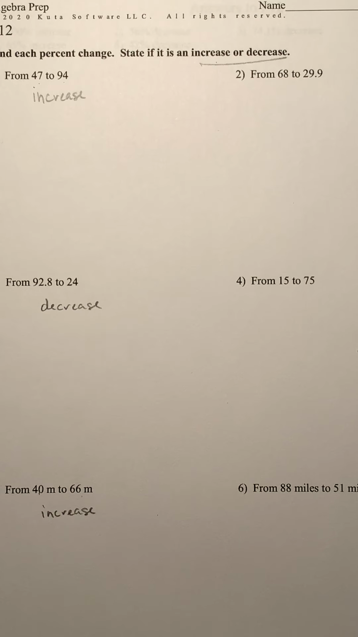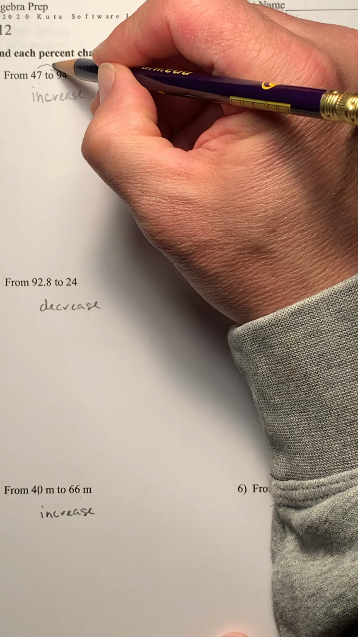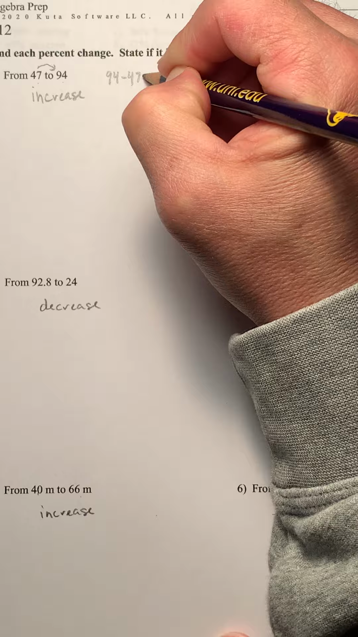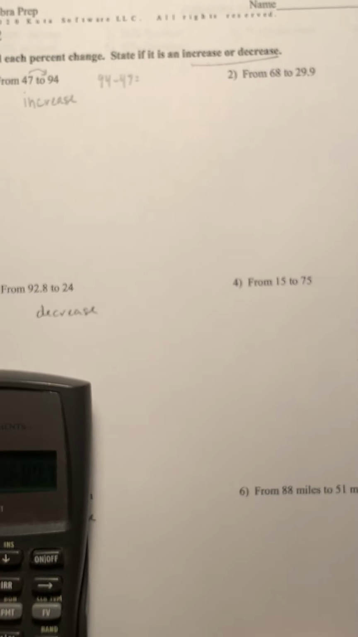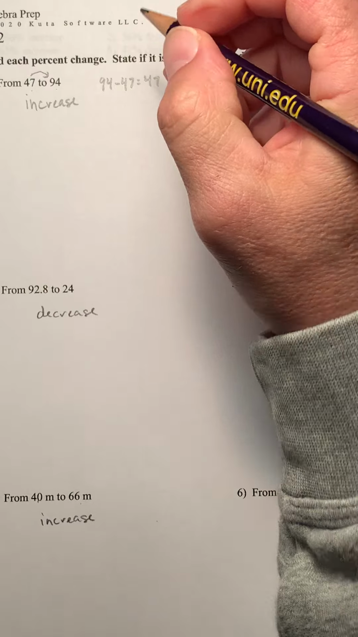Now, in order to get the percent of change, what we are trying to figure out is, well, how much of an increase did we have? All right, how much of an increase did we have? Well, we went from 47 to 94. To find that increase, we take 94 minus 47, which I'm sure is a calculator problem for most of us. We end up getting 47. It ends up matching. All right?